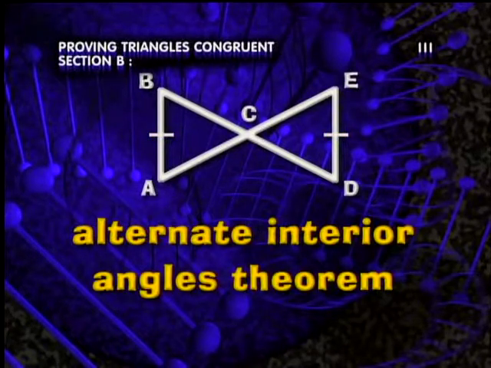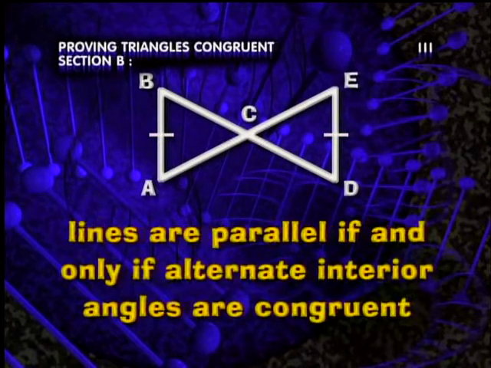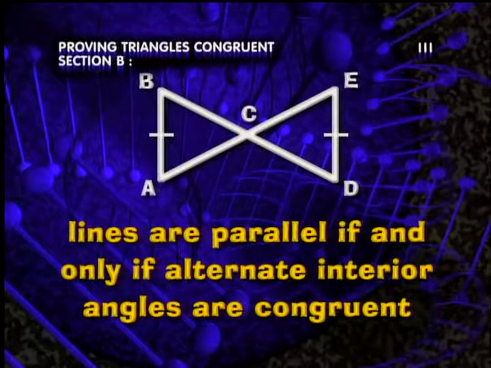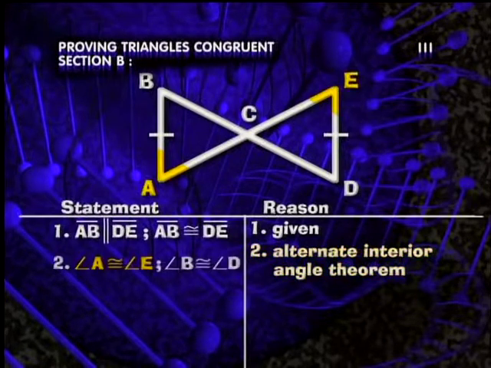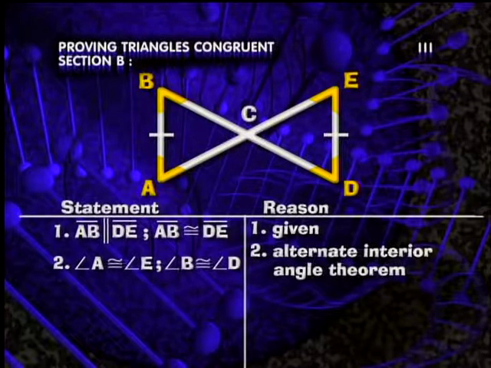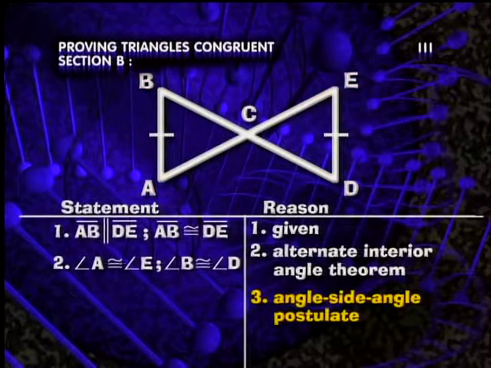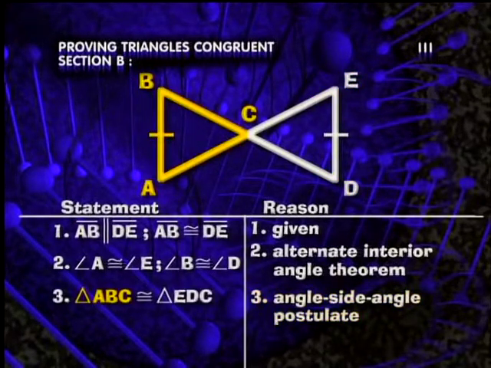Remember the alternate interior angles theorem? Lines are parallel if and only if alternate interior angles are congruent. Well, we'll use it for our reason in step 2. It lets us state that angles A and E and angles B and D are congruent to each other. So, for each triangle we have a corresponding side, and two angles at its ends. By using the angle-side-angle postulate, we can set triangle ABC congruent to triangle EDC.